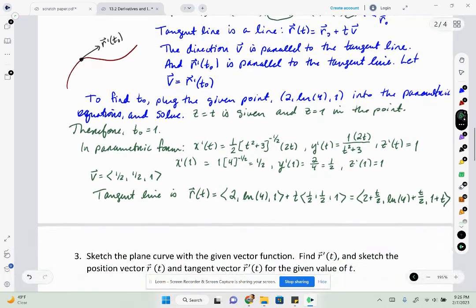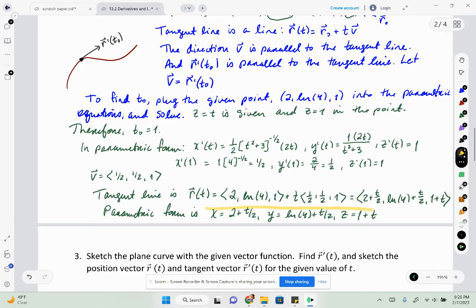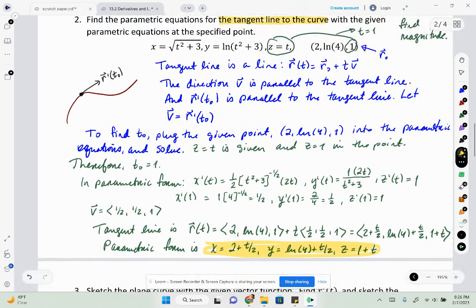Now they want the parametric equations to that, and that just means, let's see, the parametric equations or parametric form is x equals 2 plus t over 2, y equals ln of 4 plus t over 2, and z equals 1 plus t. And we're done, finally. Okay, so that is our final answer right here. The parametric equations for the equation of the tangent line to the given curve.